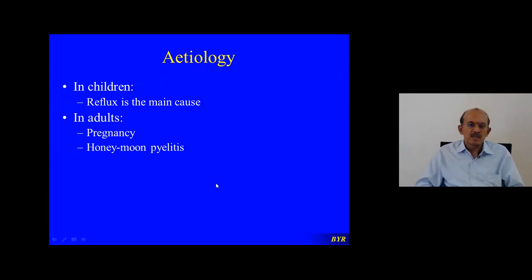Then the other condition is called honeymoon pyelitis. That means in the early marital life, due to more number of sexual intercourses, the bacteria that are there in the terminal urethra may be squeezed into the bladder. From there, they migrate to the upper urinary tract and can cause infection in the kidneys. So that is called honeymoon cystitis and honeymoon pyelitis.